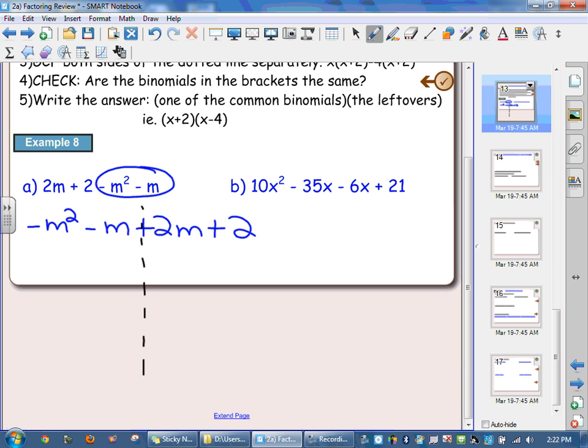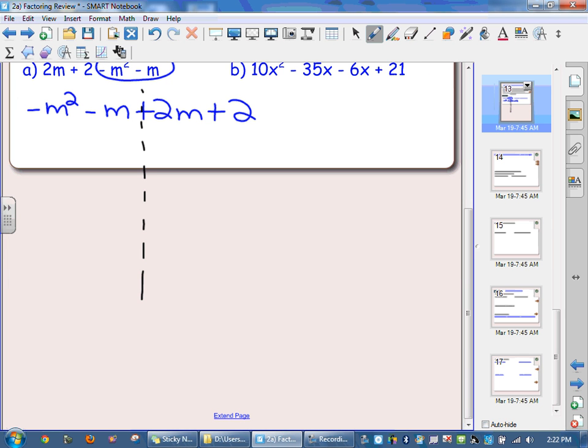So this one I can take out a negative m. If they're both negative, always take a negative out. This one's going to divide by 2. When I divide by my negative m, I get a positive m. How come? Negative divided by a negative gives me my positive m left over. And again, a negative divided by a negative gives me my positive 1. On the right-hand side, I'm taking a plus 2 out. And when I divide by 2, I get m plus 1 left over.